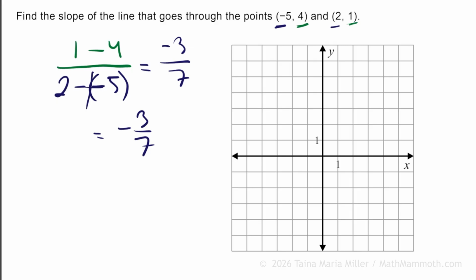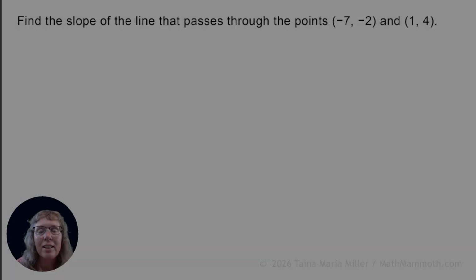Now we can use the grid to check that it makes sense. Minus 5, 4. And 2, 1. Line here, yes, it's going to have a negative slope. And minus 3/7, yes, that makes sense. It is less steep going down than the line like that, which would have a slope negative 1. So yeah, makes sense.